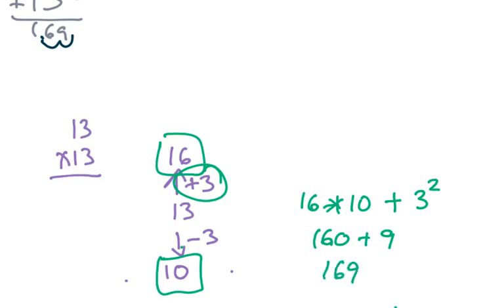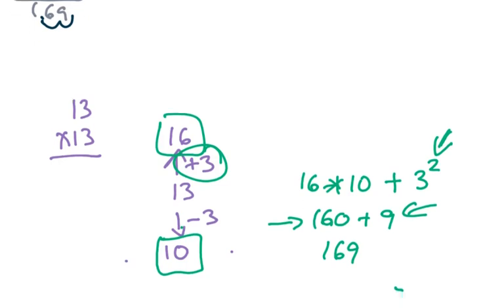By the way, notice I didn't actually follow PEMDAS here, but because I knew it would still work out to be the same. But I really technically should have done 3 squared first, gotten 9, and then done 16 times 10 and got 160, and then add them together. And that's the way to do it.